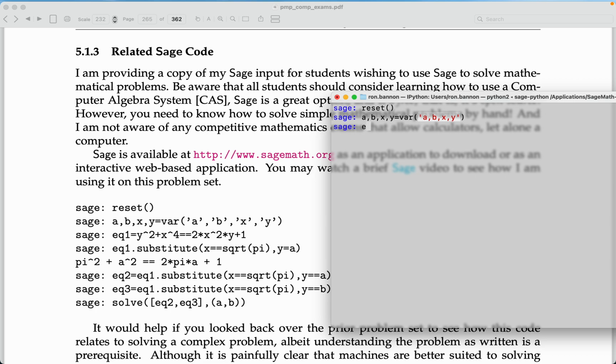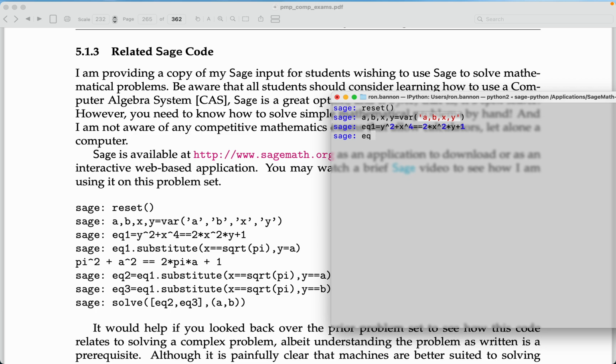And what I'm going to do now, equation 1, EQ1 equals, and that's an assignment operator, I shouldn't say equal, y squared. This is an implicit relationship between x and y, plus x to the 4th power. The double equal sign means got an equation, 2 star x squared, times y, plus 1. All right, did okay there.